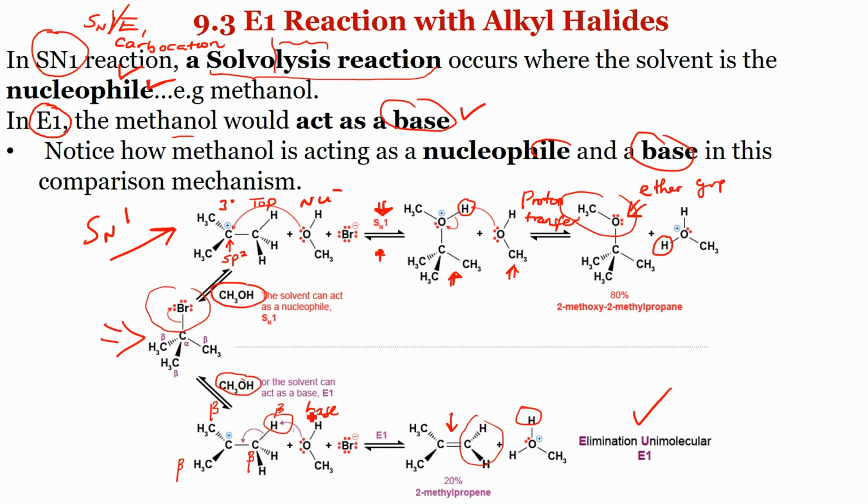The common step is formation of a carbocation for both SN1 and E1. This step is the same. Nope, that's not the one. That's farther away. Let's show the right step. Okay, so these two steps are the same. Both of them are carbocations.